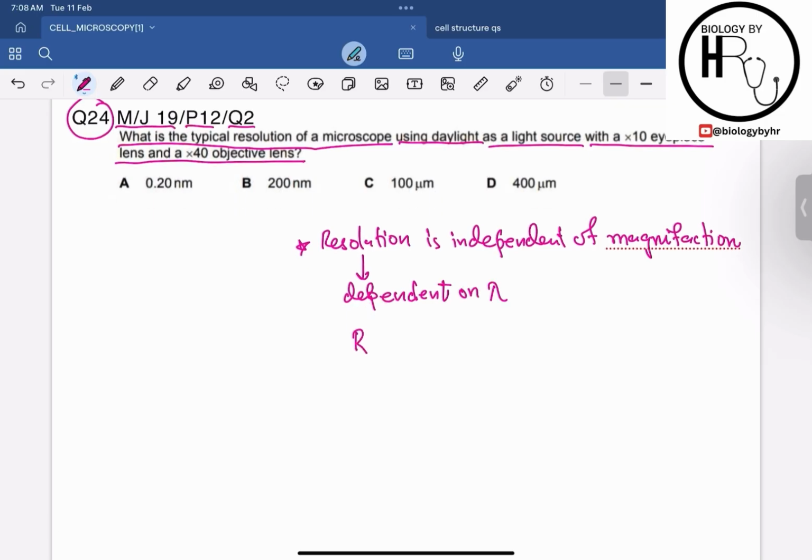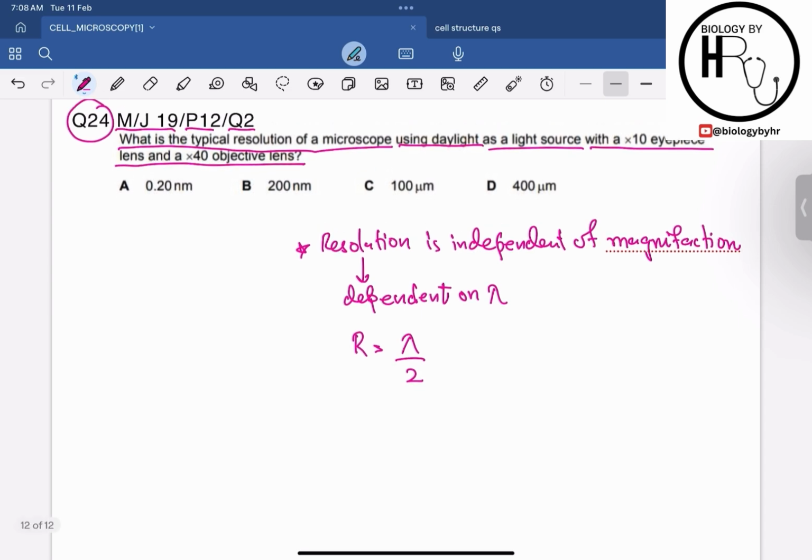We know that resolution is equal to the wavelength divided by 2, and here they are determining the typical resolution of a microscope using daylight as a light source. So it means that they are talking about visible light, right? And visible light has a wavelength range of 400 to 700 nanometers. So what could be the typical resolution of a microscope using visible light?